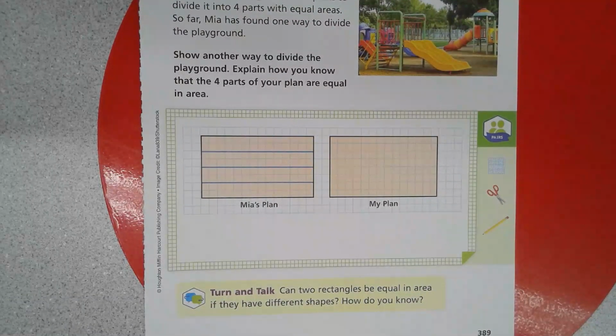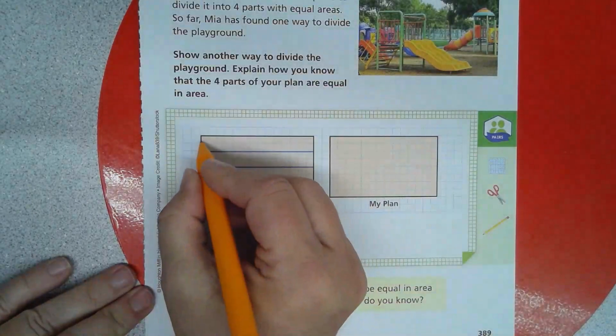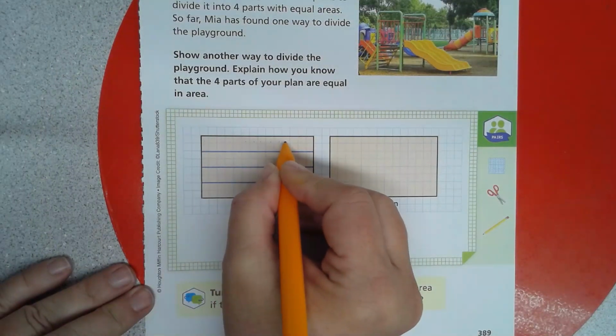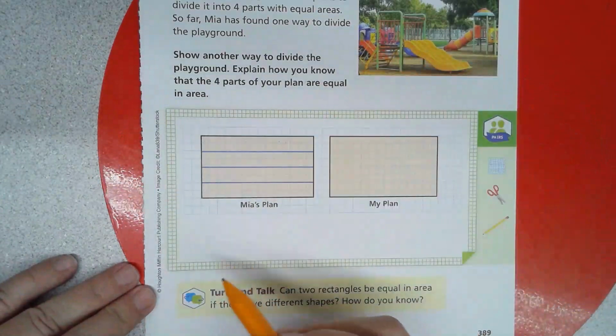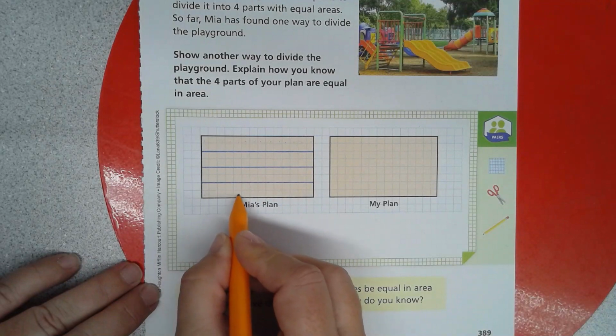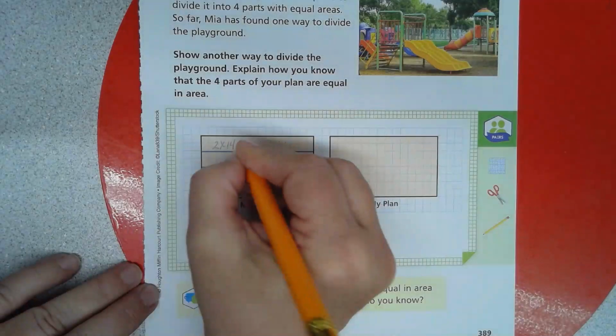we're going to look at Mia's plan. Well, first of all, we need to see what Mia's got going on here. She's got 4, so our plan has to have 4 parts too. But hers are horizontal. That means they're going this direction. She's got a 2 by 14. Let me double check that. Make sure my eyes are not playing tricks on me. Yep, 14. So we've got a 2 by 14 array.